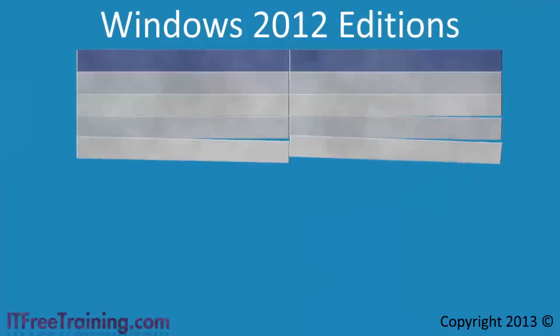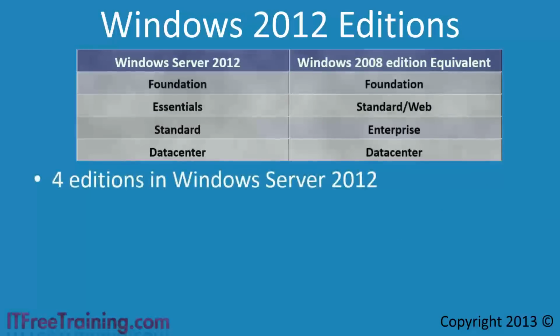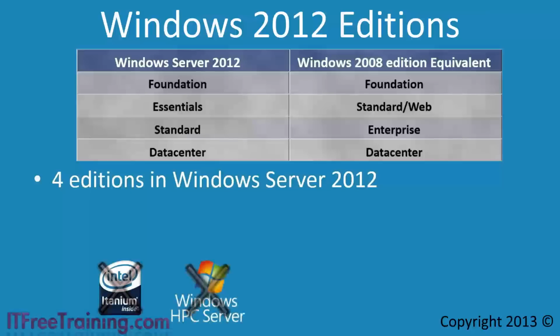Windows Server 2012 comes in 4 editions, reduced from 7 editions in Windows Server 2008 R2. The editions are as follows: Foundation, Essentials, Standard, and Datacenter. If you are familiar with Windows Server 2008, you will notice that there is no Itanium or HPC edition. Itanium support is effectively dropped, so if you have an Itanium-based system, you will need to use Windows Server 2008 R2 or an alternative operating system.